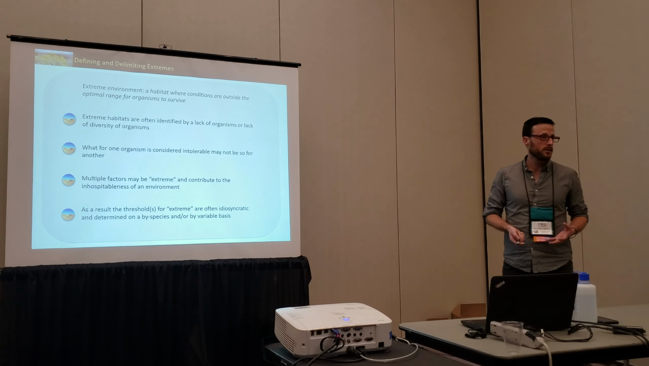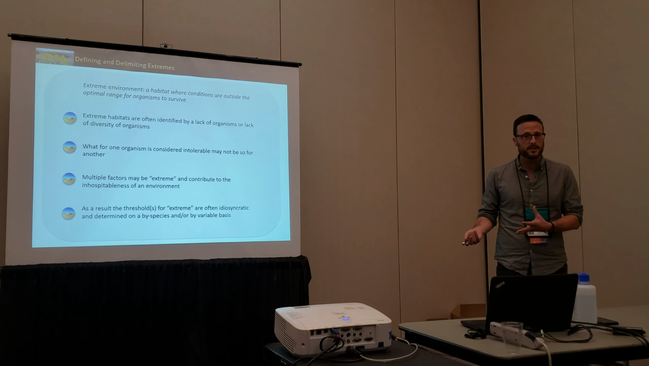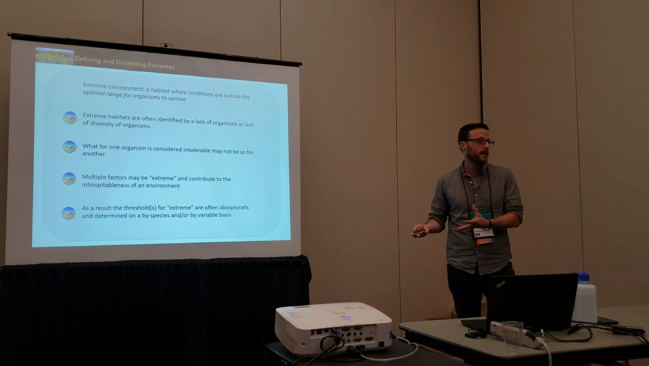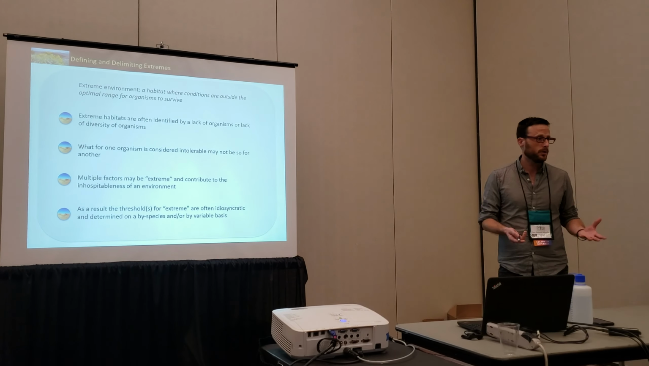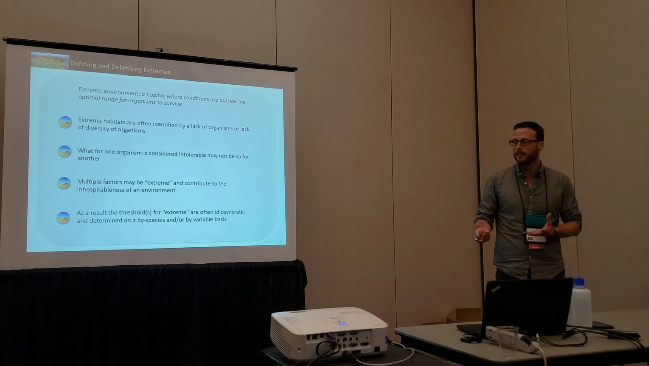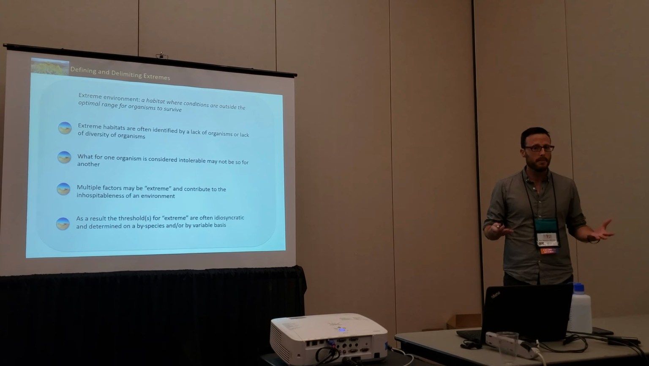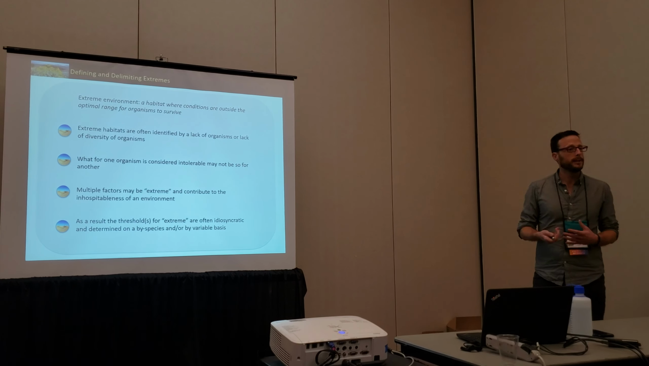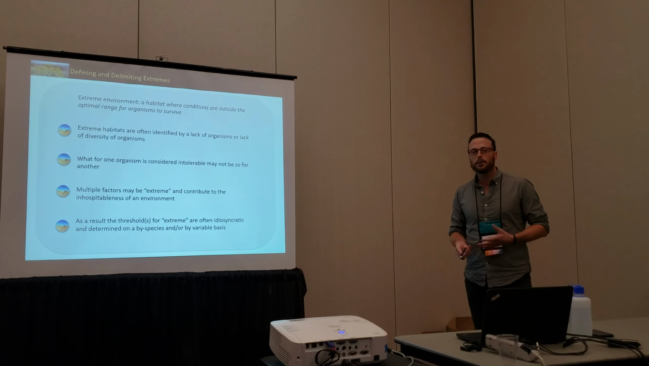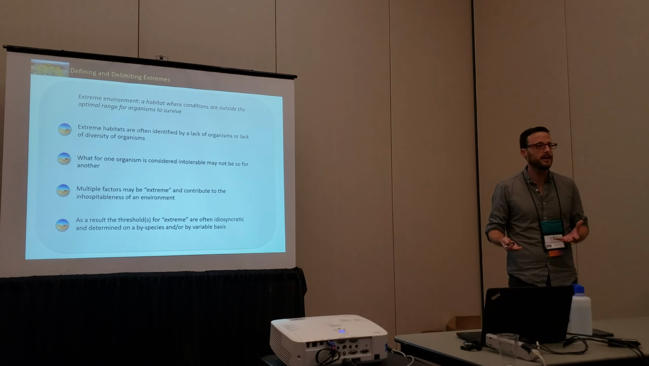Also, multiple factors can be extreme. So as we saw for your arid environments, dryness is part of what makes that habitat inhospitable. You can also have high UV, you could also have soil drainage and other variables, all that contribute towards making one of these environments a bad place to live. And so as a result, if you look through the literature, you often find that the thresholds for what are considered extreme vary from organism to organism, from study to study.